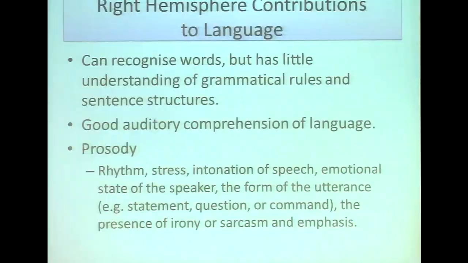So, for example, you can go to a person and say, that was a nice thing to do. Or you can say to him, that was a nice thing to do. You're meaning two completely different things, but the sentence is the same. The left hemisphere only hears, that was a nice thing to do. The right hemisphere picks up whether you're being sarcastic or if that's really what you mean.